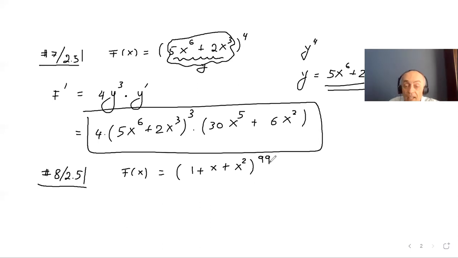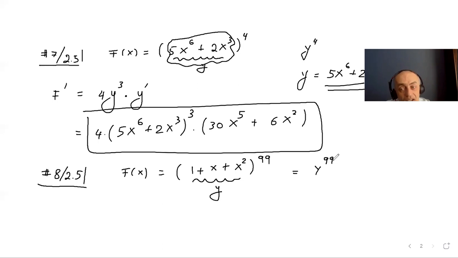And you do the exact same thing as before. So remember, we can call this guy y, and this then looks like y to the 99, right? And the derivative of that, remember, the important thing is that the derivative ends up all in x. You don't want to keep y in your final answer, right?